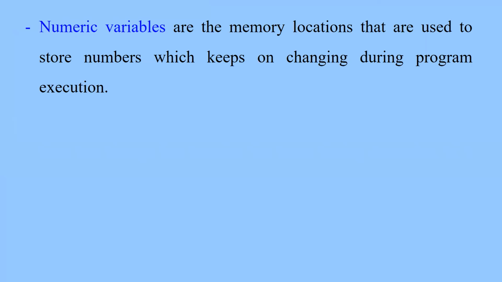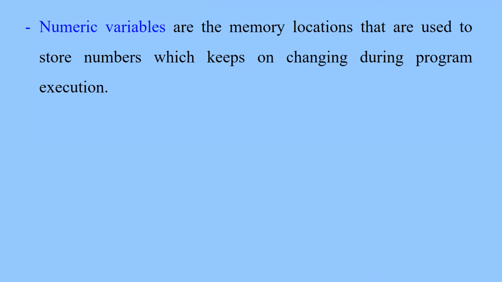On the other hand, we have what we call the numeric variables. Numeric variables are the memory locations that are used to store numbers which keep on changing during program execution. In other words, it is a memory location that will hold numbers, but those numbers do not remain the same throughout the program. For example, the program may be prompting the user to enter his or her age.